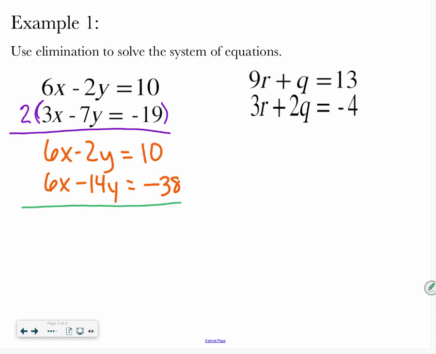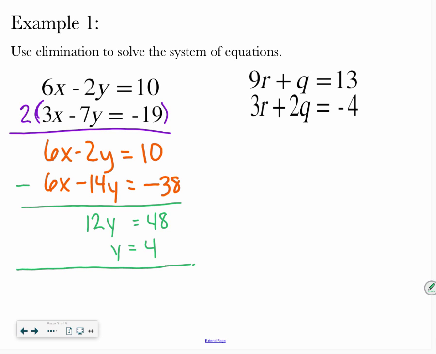Now if I look at my numbers, I have a positive 6x and a positive 6x. So now what I can do is subtract everything and see what I end up with. So I have a negative 2y minus a negative 14y. That becomes negative 2y plus 14y. So this becomes a positive 12y equals positive 10 minus a negative 38, which becomes 10 plus 38. We end up with 48. And if we keep going, we end up with y equals 4.